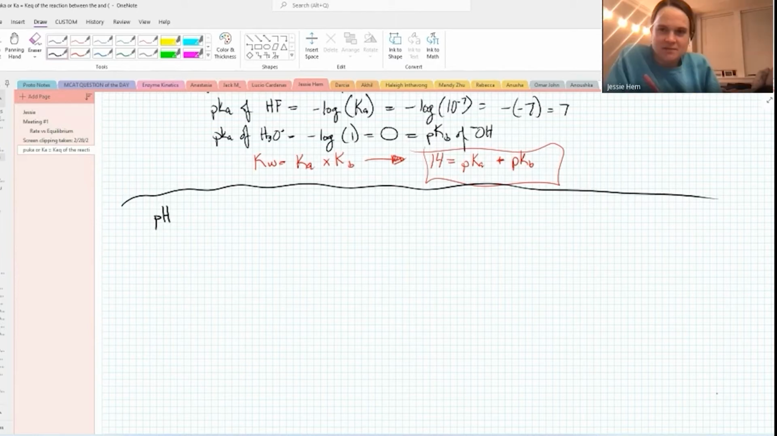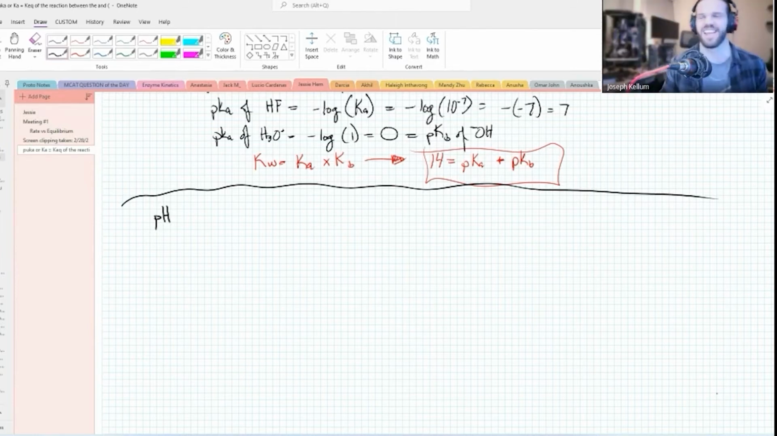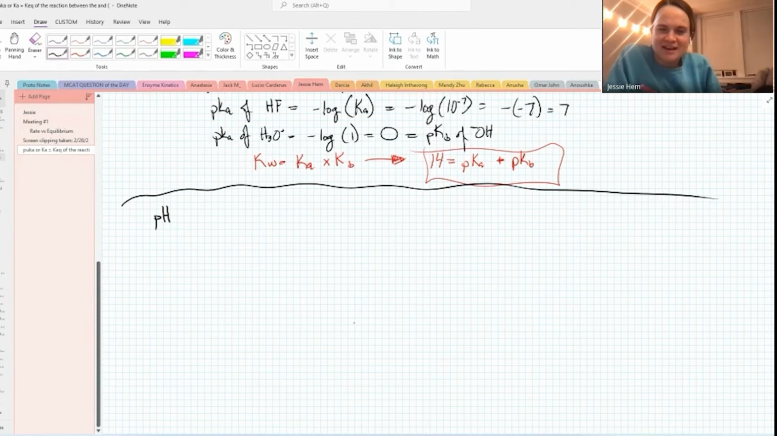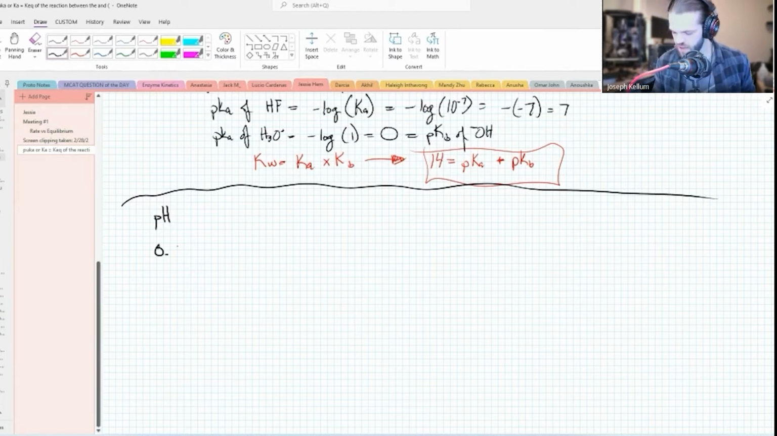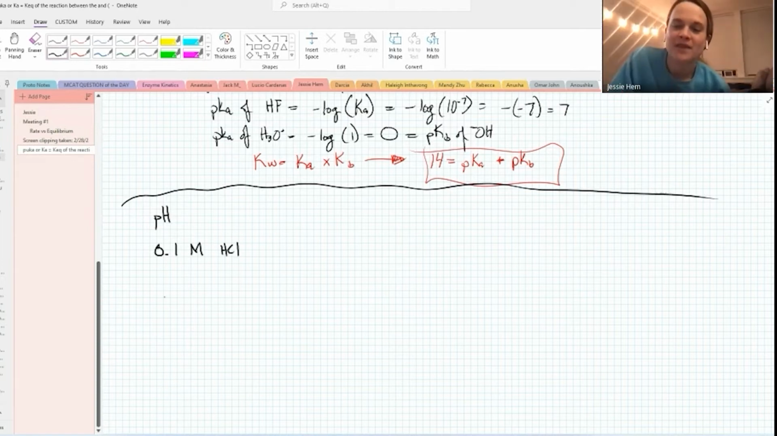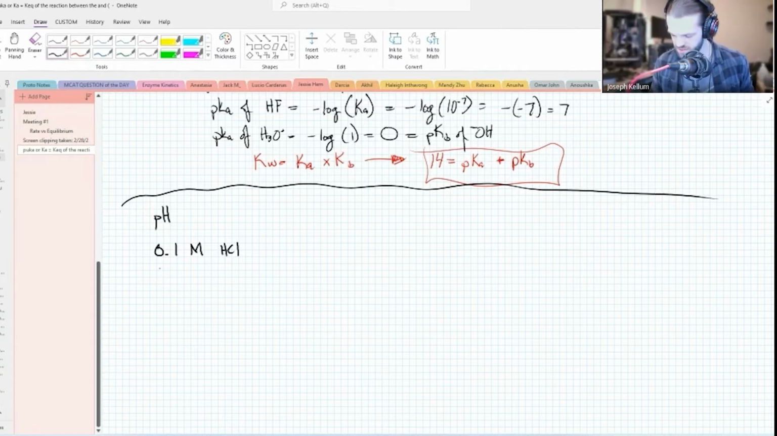Can you say that one more time? Sorry. Yeah, it's kind of a hard concept to state. No, I think you said it right. One more time. Okay, if I tell you you've got a solution that has 0.1 molar HCl in it, the pH can change. Oh, I see what you're saying. Yeah, we do this in lab all the time.